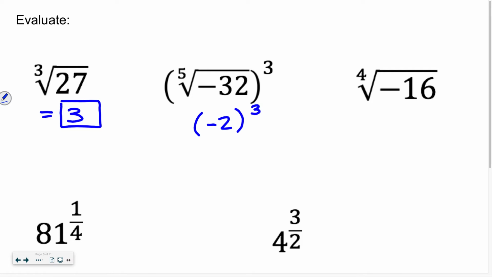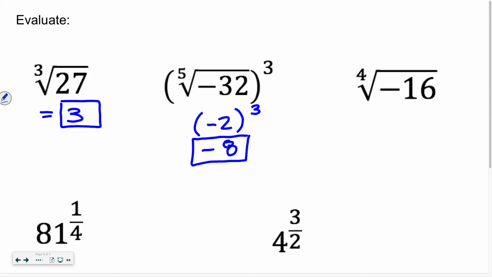And then if you cube it, negative 2 cubed is negative 8. Negative 2 times negative 2 is positive 4. Times negative 2 is negative 8.